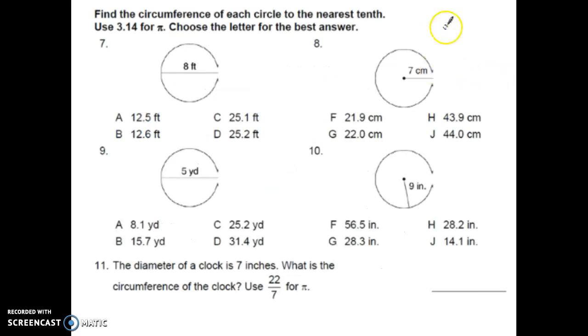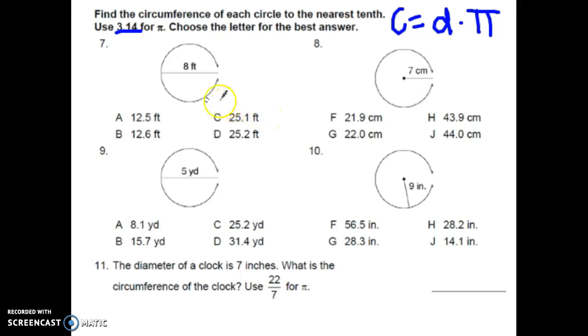The next part of your level 1 worksheet is for you to do the circumference of the circle. So the very first thing that I would want you to write down is the formula for circumference, which is C equals the diameter times pi. And same thing in this case, they still want you to use 3.14. So I will help you do questions 7 and 8, and then you will have to do questions 9, 10, and 11 on your own.